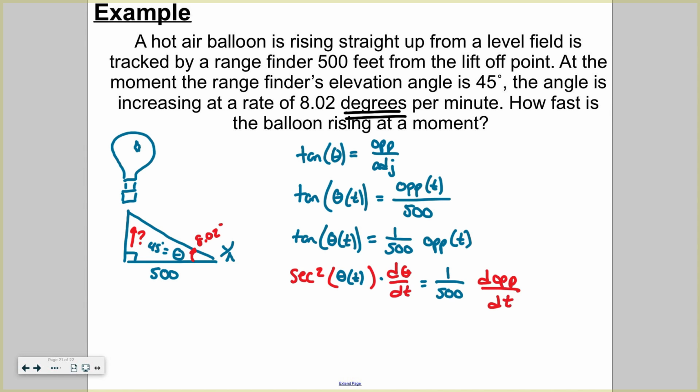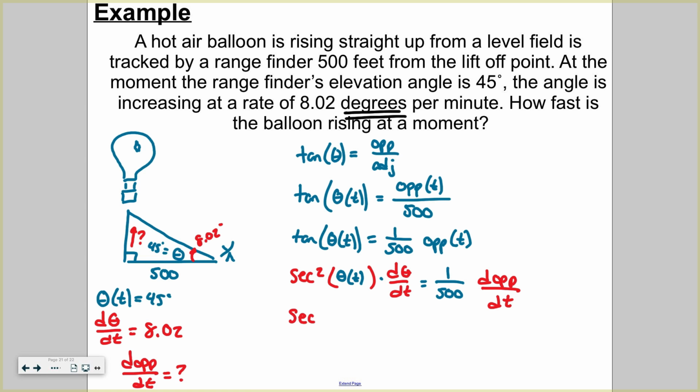Alright, so what are we left with? We're left with theta of t, which we know is 45 degrees. And then we have d theta all over dt, which we know is 8.02 degrees per minute. And then we are missing the change in the opposite side with respect to t, which is what we're trying to find. So in this case, we don't have to use the tangent to find our theta because we already know what that is. So then we can start plugging and chugging.